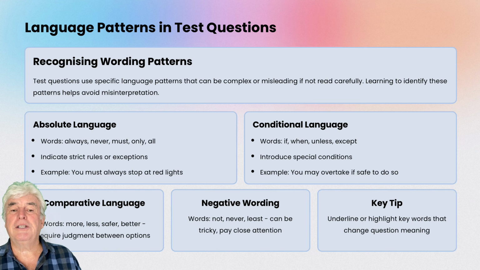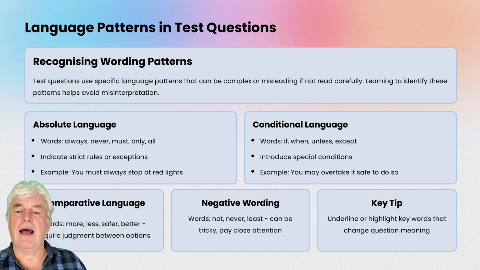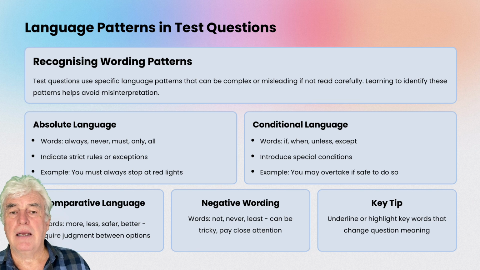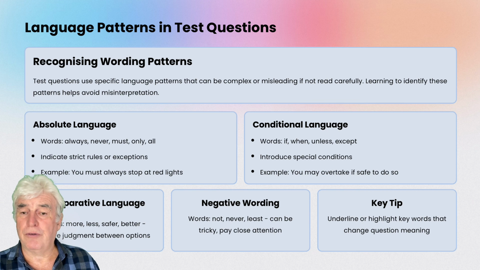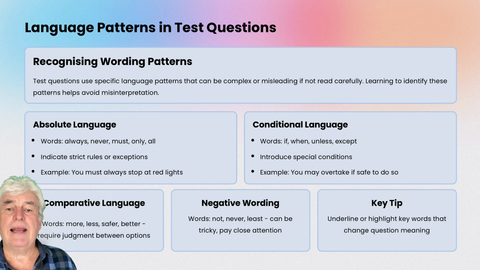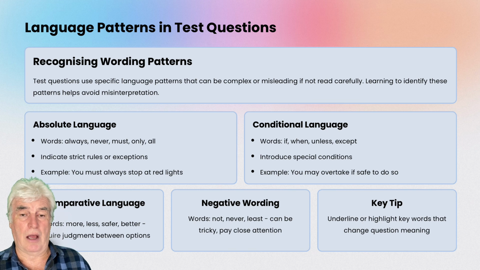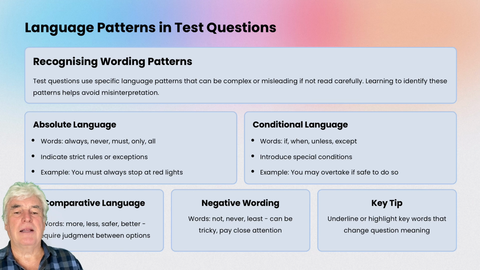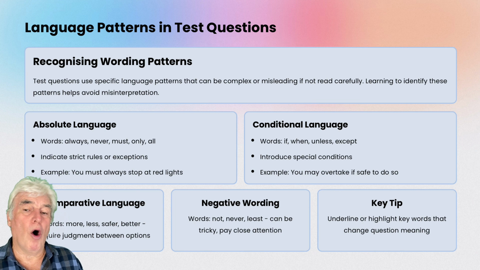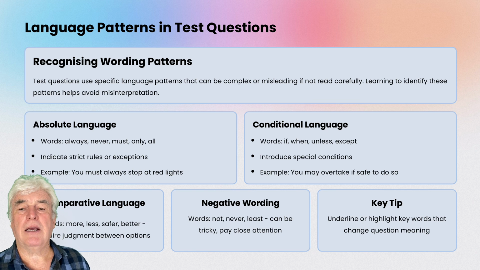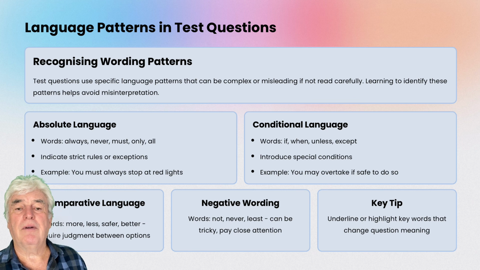Another one is conditional language. Phrases like if, when, unless, and except introduce special conditions. So, for example, you may overtake another vehicle if the road ahead is clear and it is safe to do so. Comparative language. This is a pattern where words such as more, less, greater, safer, or better ask you to make comparisons between options. For example, which of these is the safest action?